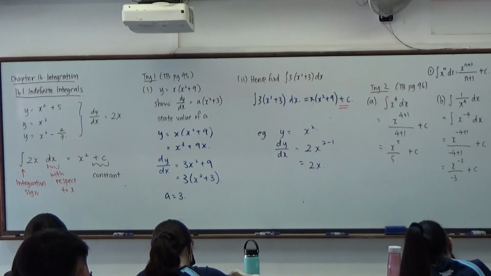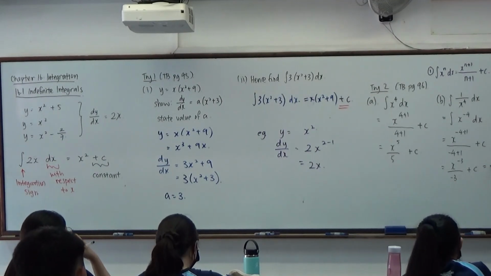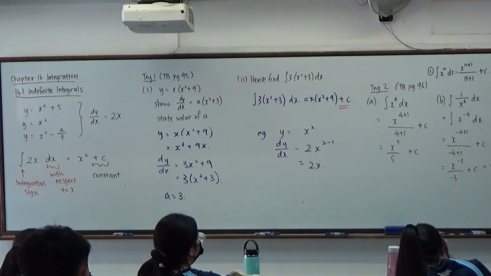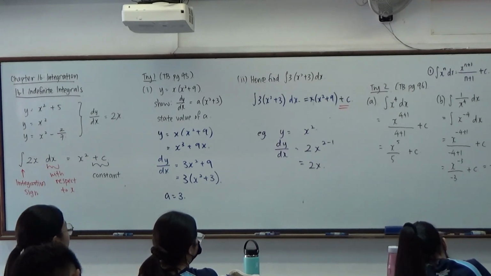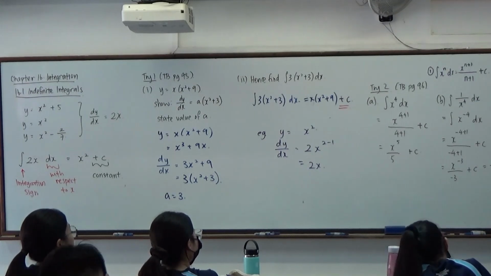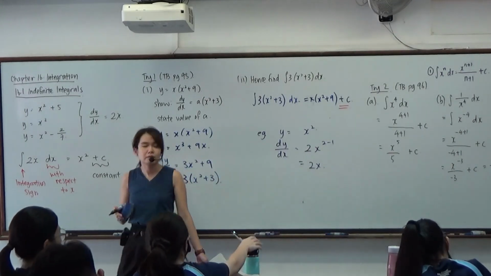Not forgetting to simplify our answer. This is a negative 3 in the denominator. I can put the negative sign up, 3 remains in the denominator, and x to the power negative 3 needs to be moved down to the denominator. So we get the answer, negative 1 over 3x cubed plus c.